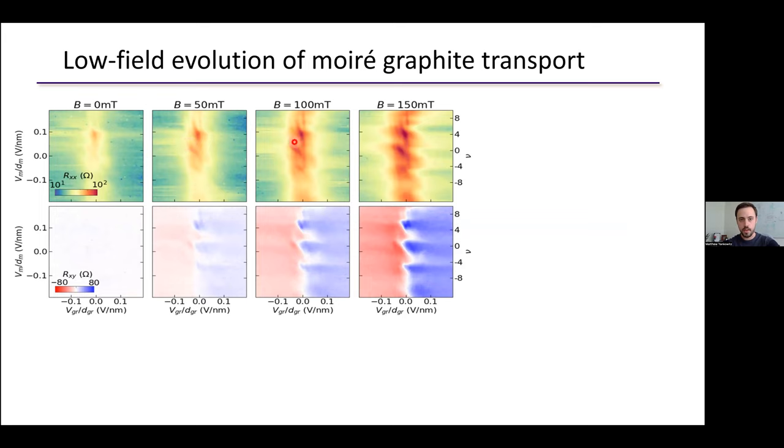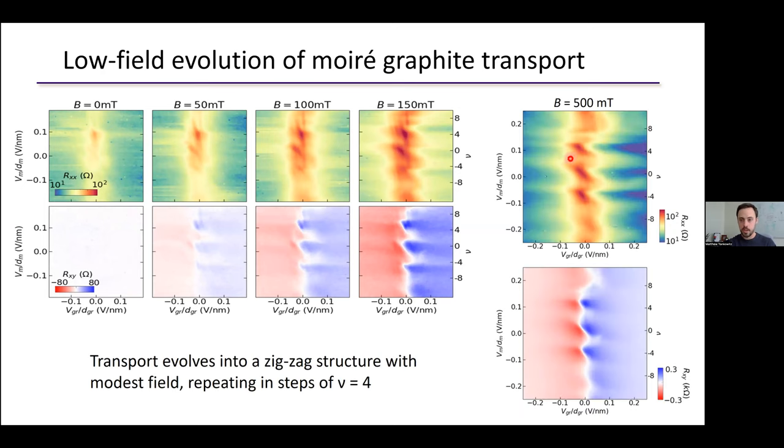So as I turn up the magnetic field by steps of 50 millitesla, what you see is that the resistance starts to form this kind of zigzag structure, and the Hall effect has zero along roughly the condition where the longitudinal resistance is a maximum. So this becomes especially clear at half a tesla. You can see these very clear zigzag features in both Rxx and Rxy.